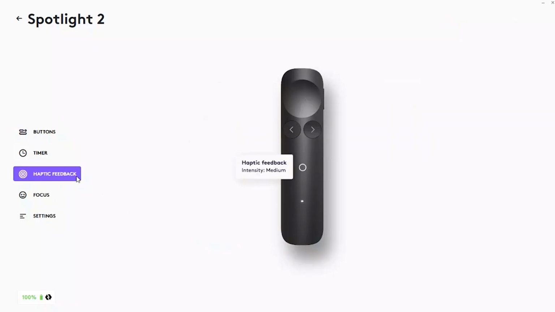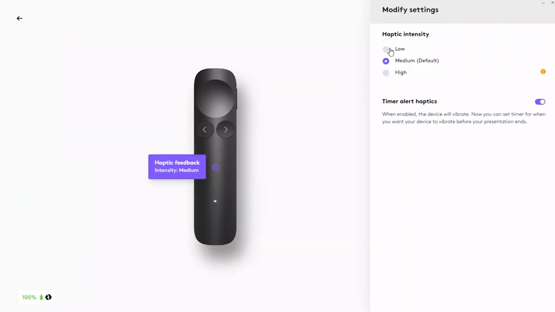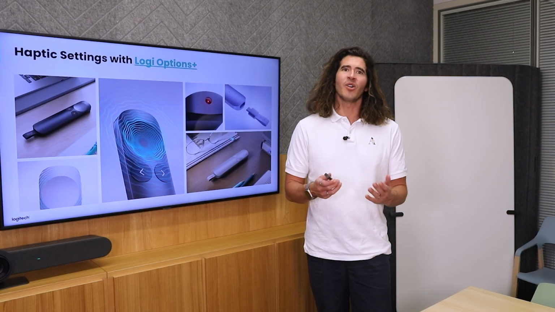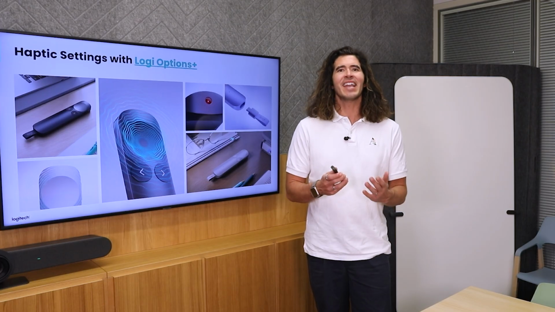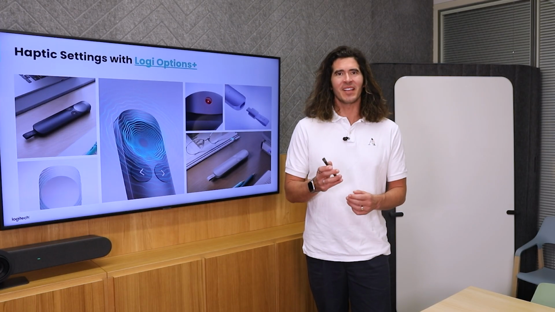You can choose your preferred haptic feedback intensity, low, medium, or high. You can also turn on or off the timer haptic alerts by clicking the haptic feedback button. So, get ready to present, engage, and inspire with Spotlight 2.